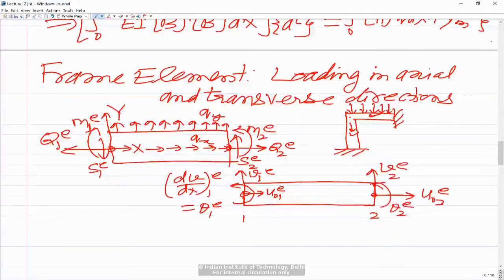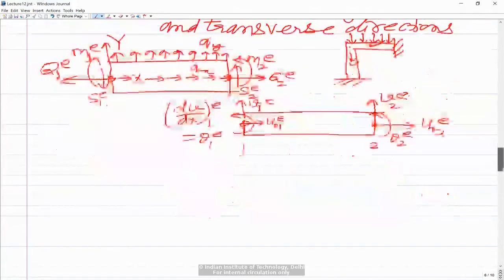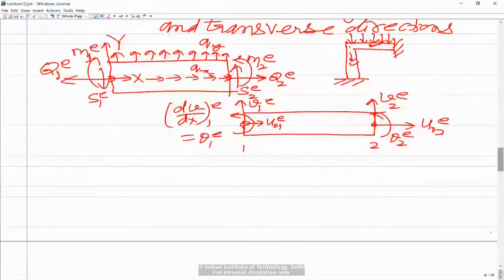So ideally, without going into the detailed derivation, you could write the elemental governing equation, because it's a combination of two noded truss element and two noded Euler-Bernoulli beam element. So you can ideally combine those two elemental governing equations and write the governing equation for this frame element. But I just want to give you the basics of that, how to develop the element from the basic considerations. So let me discuss that.